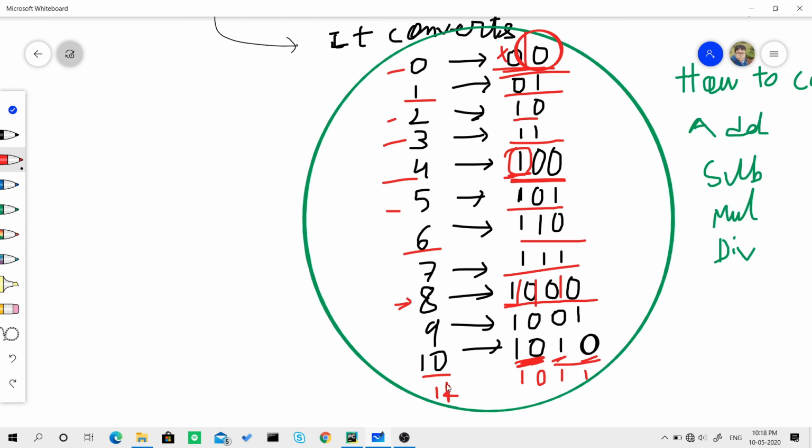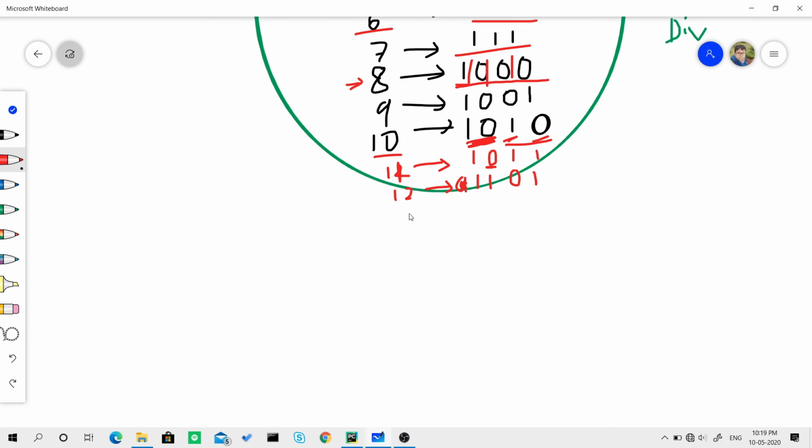Up to 11 this part will remain the same, and then from 12 we change the next part. So we have this 0, and we can convert it to 1. So we make it 11, then again 01 and 01, then 1111, and so on. So it is 13, 14, 15.